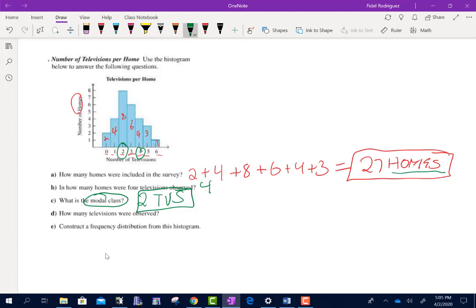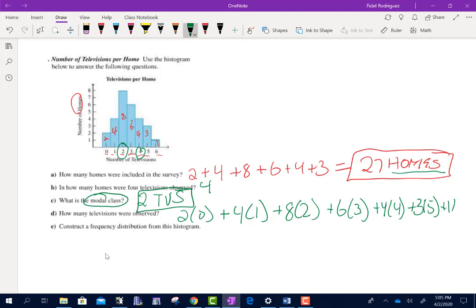Okay, now part D says, how many televisions were observed? So this part, guys, I'm going to be real careful, okay? I'm going to do it this way. I'm going to say, look, so we have 2 homes that don't have any TVs. We have 4 homes that have 1 TV. We have 8 homes that have 2 TVs. We have 6 homes that have 3 TVs. We have 4 homes that have 4 TVs. We have 3 homes that have 5 TVs, and we have 1 house that has 6 TVs, okay? Fix that, looks like a 16, it's supposed to be a 6.